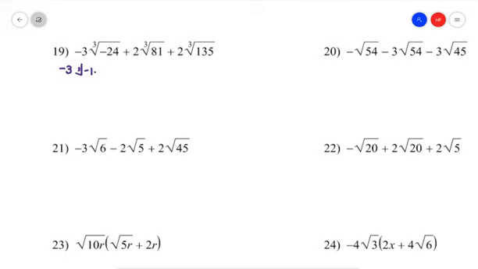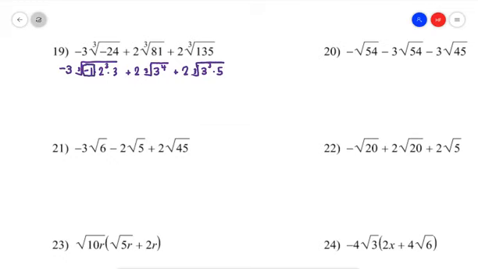negative 1 times 2 to the 3rd times 3. Then 81 is 3 to the 4th power. And 135 is 3 to the 3rd times 5. So now we've got them all written out with their prime factors, and we'll simplify based on those.